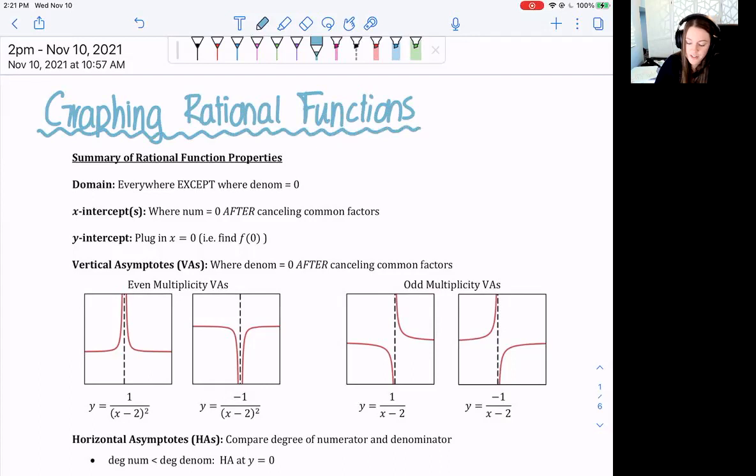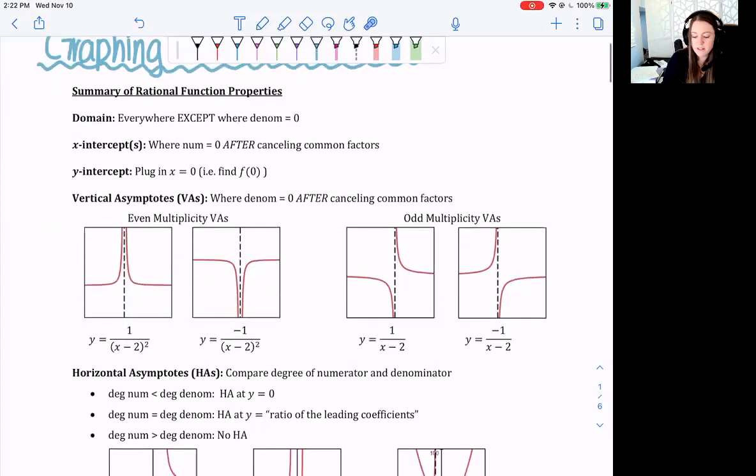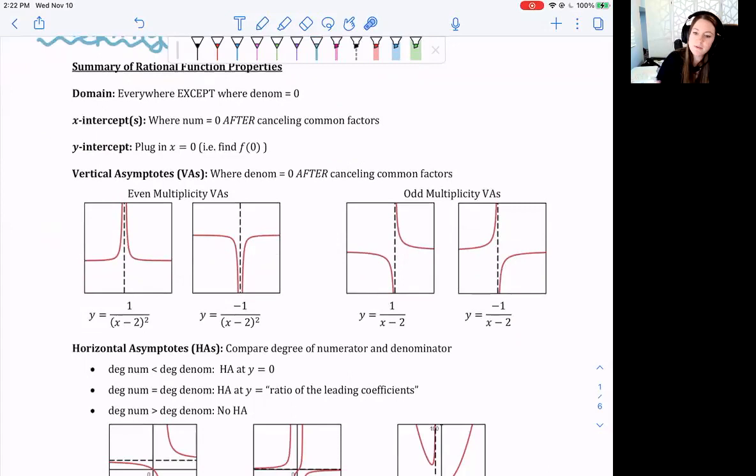Graphing rational functions. And this is a summary of everything we talked about yesterday: how to find the domain, how to find the x-intercepts, how to find the y-intercepts. One thing we didn't talk about yesterday was the multiplicities of vertical asymptotes. We just didn't really talk about what happens if the multiplicity of a vertical asymptote is different than just one.